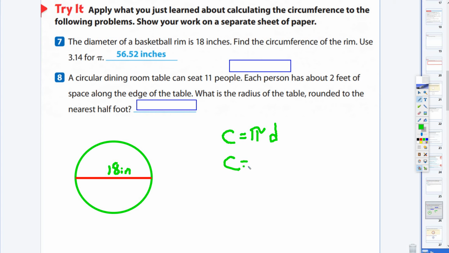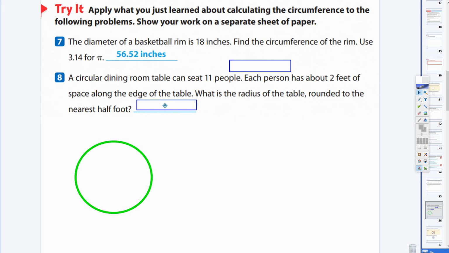So we don't have the circumference. Pi will become 3.14. And now the diameter given is 18. Now when I multiply these, I should get about 56.52. So that's why my answer is 56.52 inches. Question 8 is a little bit more complicated. So we just got to be able to read it carefully and understand.